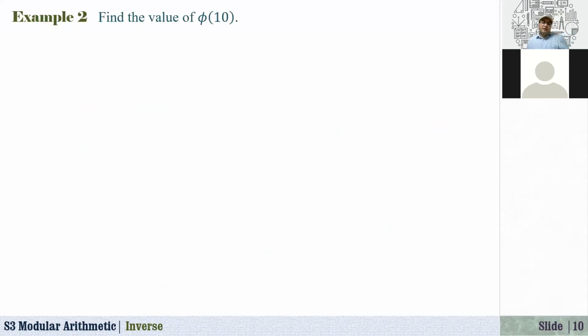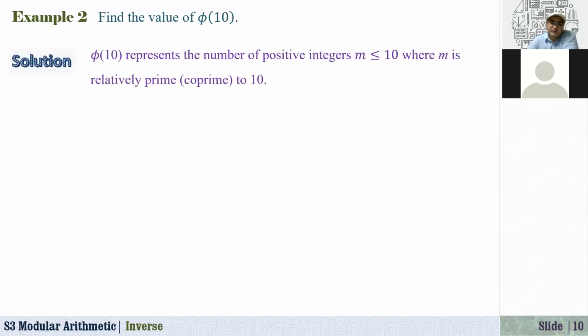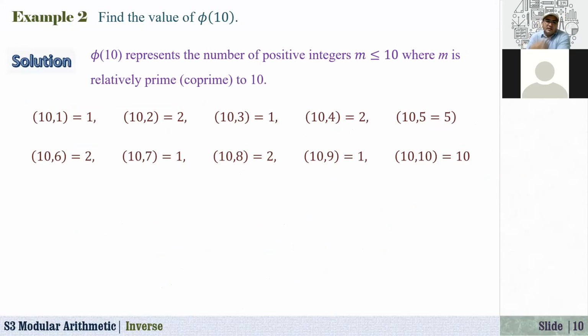So find the value of phi of 10. That means how many numbers between 1 and 10 inclusive are relatively prime to 10. This is how we should understand this function. So phi of 10 represents the number of positive integers m less than or equal to 10, where m is relatively prime or co-prime to 10. So what are these numbers? Again, if you just write this, the highest common factor of 10 and 1 is 1.